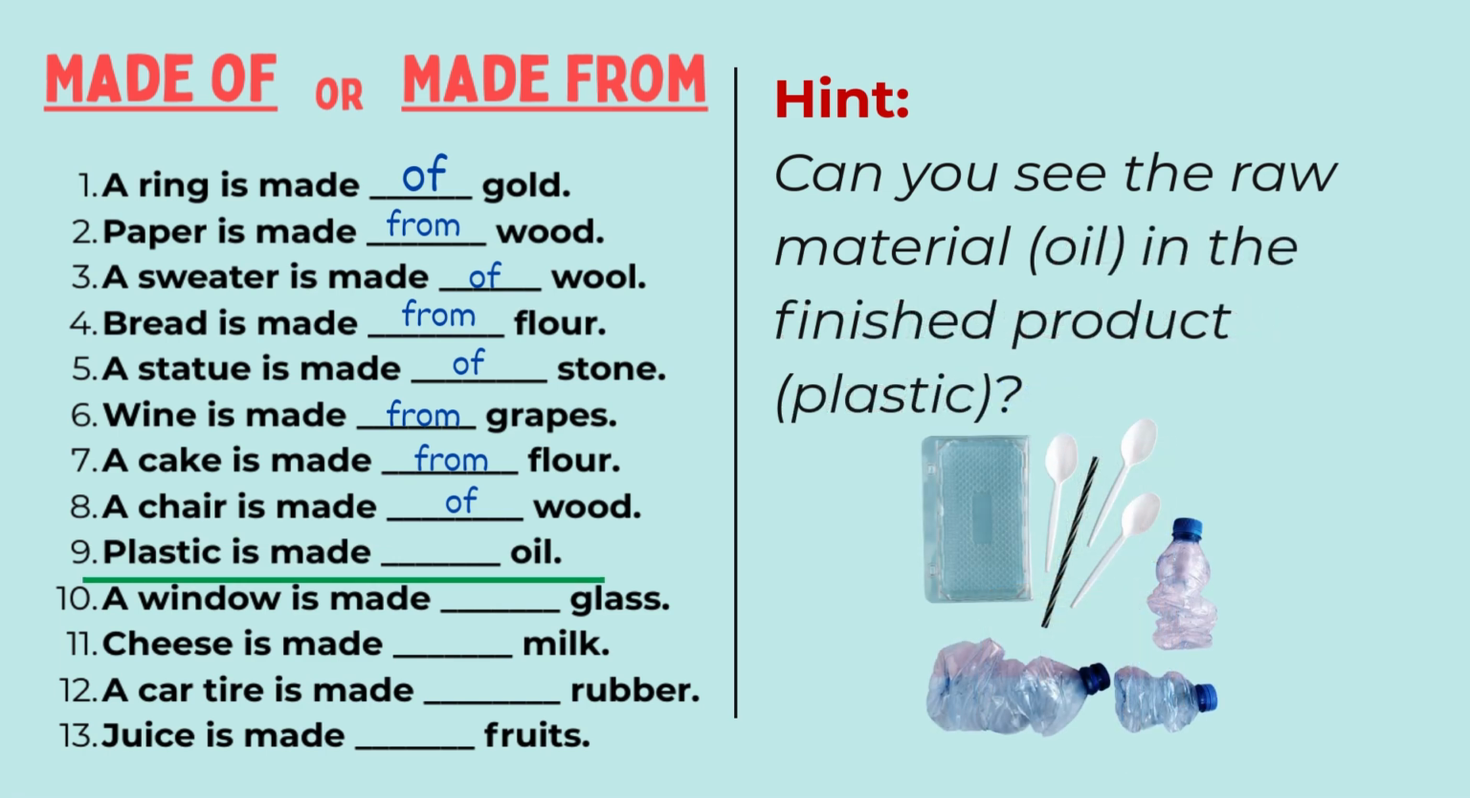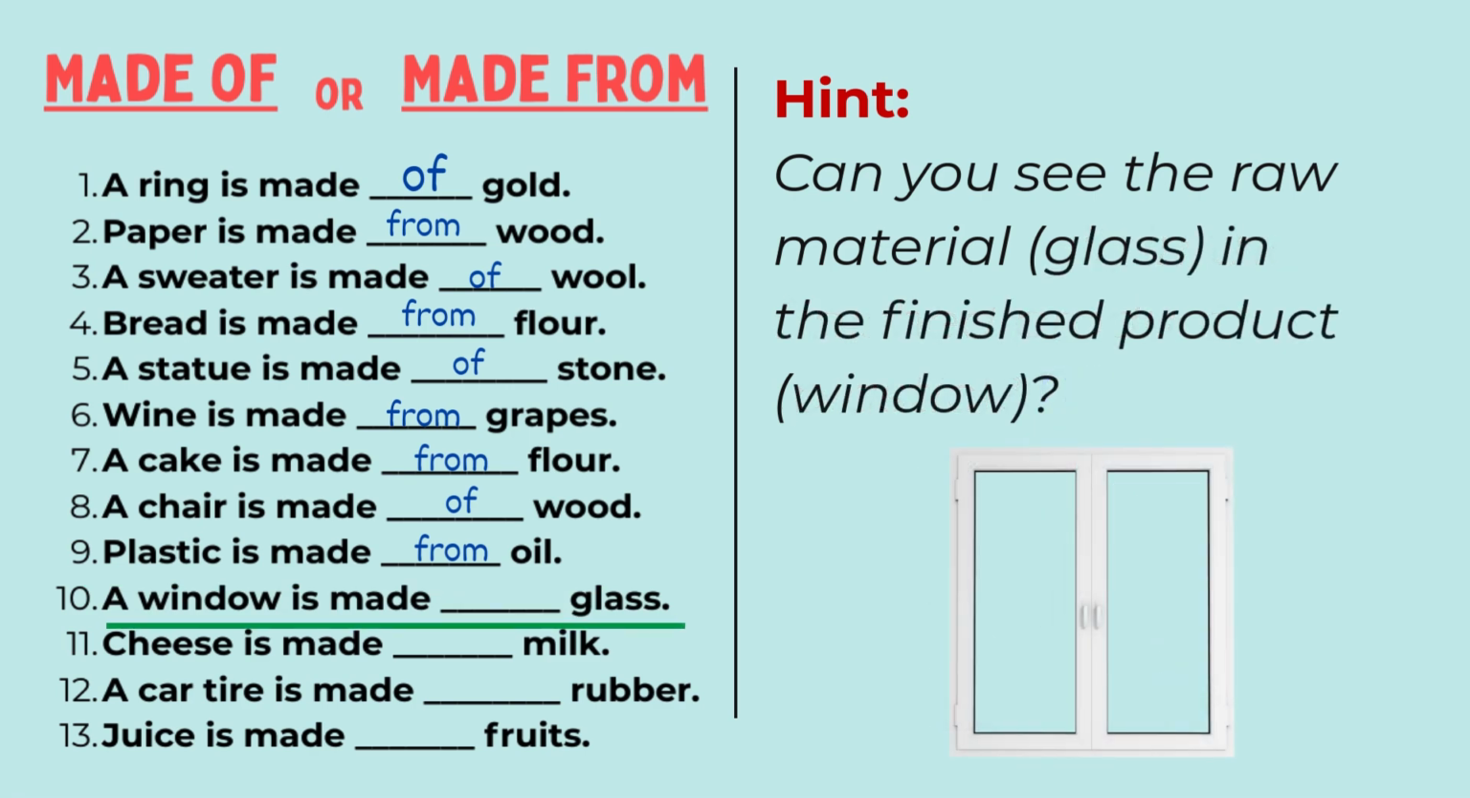Plastic is made oil. The oil undergoes a chemical reaction to become plastic, losing its original properties. The raw material is completely transformed. You cannot see or get the oil back. So this is from. Plastic is made from oil.